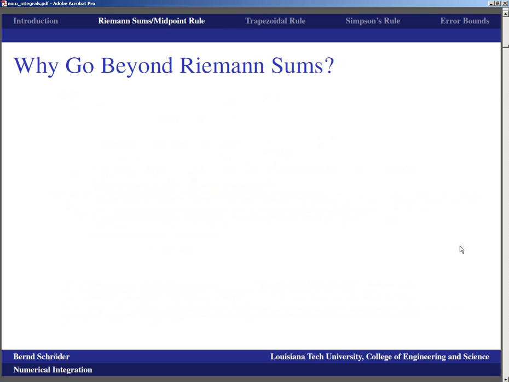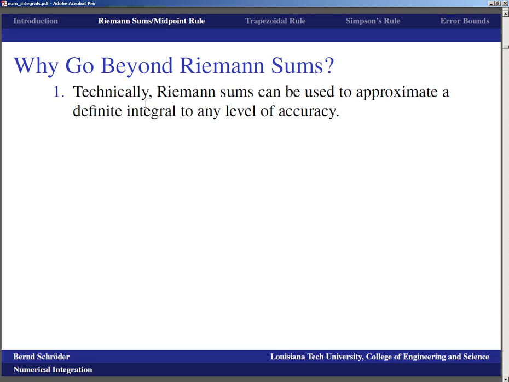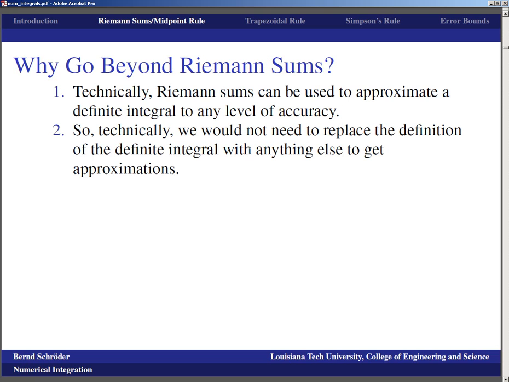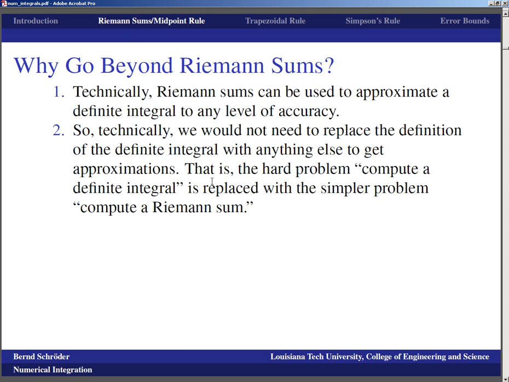Alright, so technically, Riemann sums already approximate an integral numerically because we know the integral is the limit of the Riemann sums. So if we just use enough rectangles, we will get a good approximation. So why would you want to go beyond Riemann sums? Technically, they can be used to approximate to any level of accuracy. And so technically, we would not need to replace the definition with anything else to get approximations.